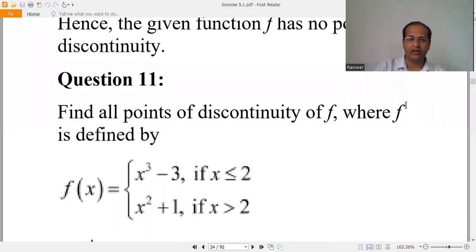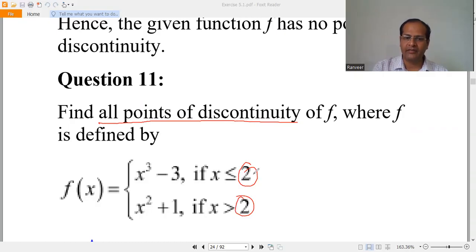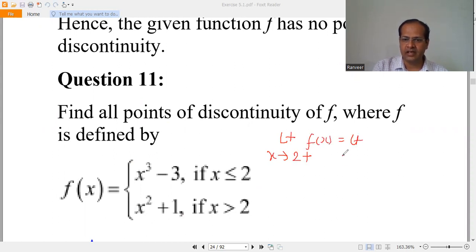Question number 11. Find all points of discontinuity. Wherever the question says all points of discontinuity, first of all you have to check at the particular point 2. After that, 2 minus, because there is only a single definition, and 2 plus, there is only a single definition. So first we check at the point 2. Limit x tending to 2 plus f(x) we write here. What is 2 plus? In the real line, 2 plus is greater than 2. What is the definition?